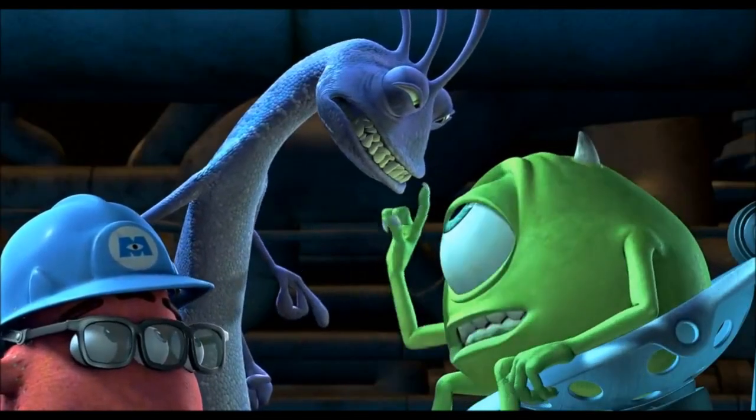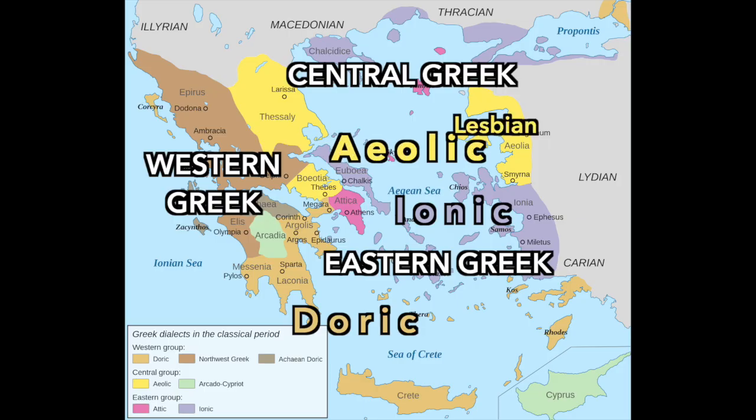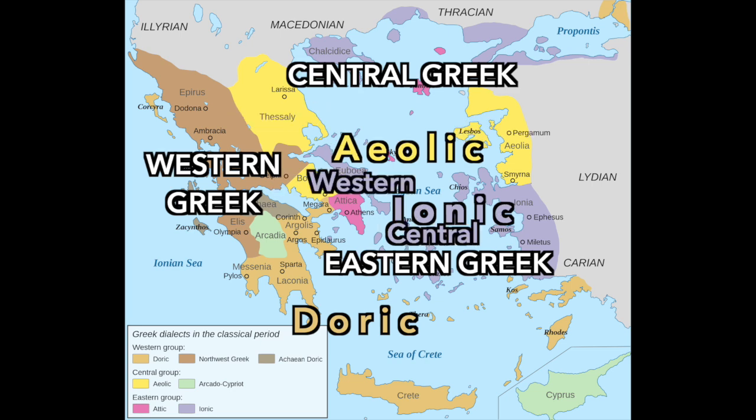Okay, first of all, it's Crete. While Aeolic has Lesbian, Boeotian, and Thessalian. And Ionic has Western, Central, and Eastern.